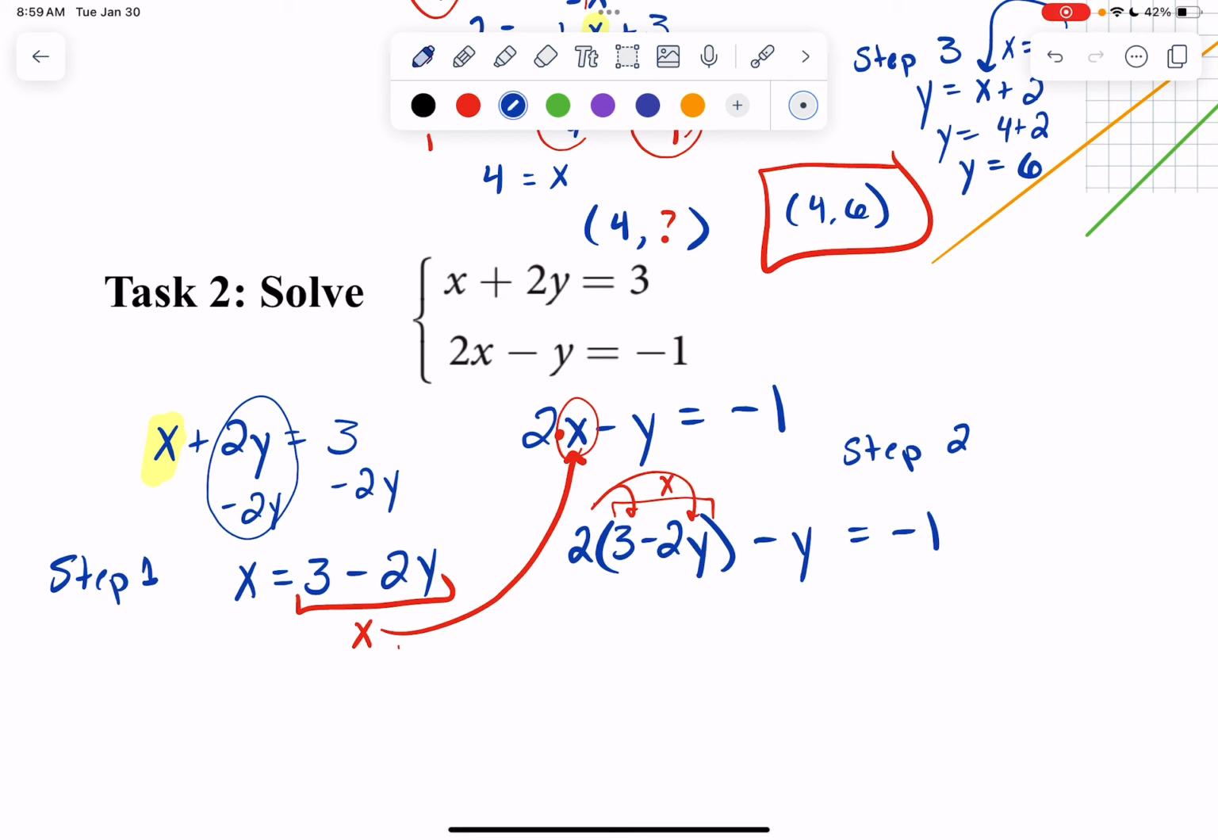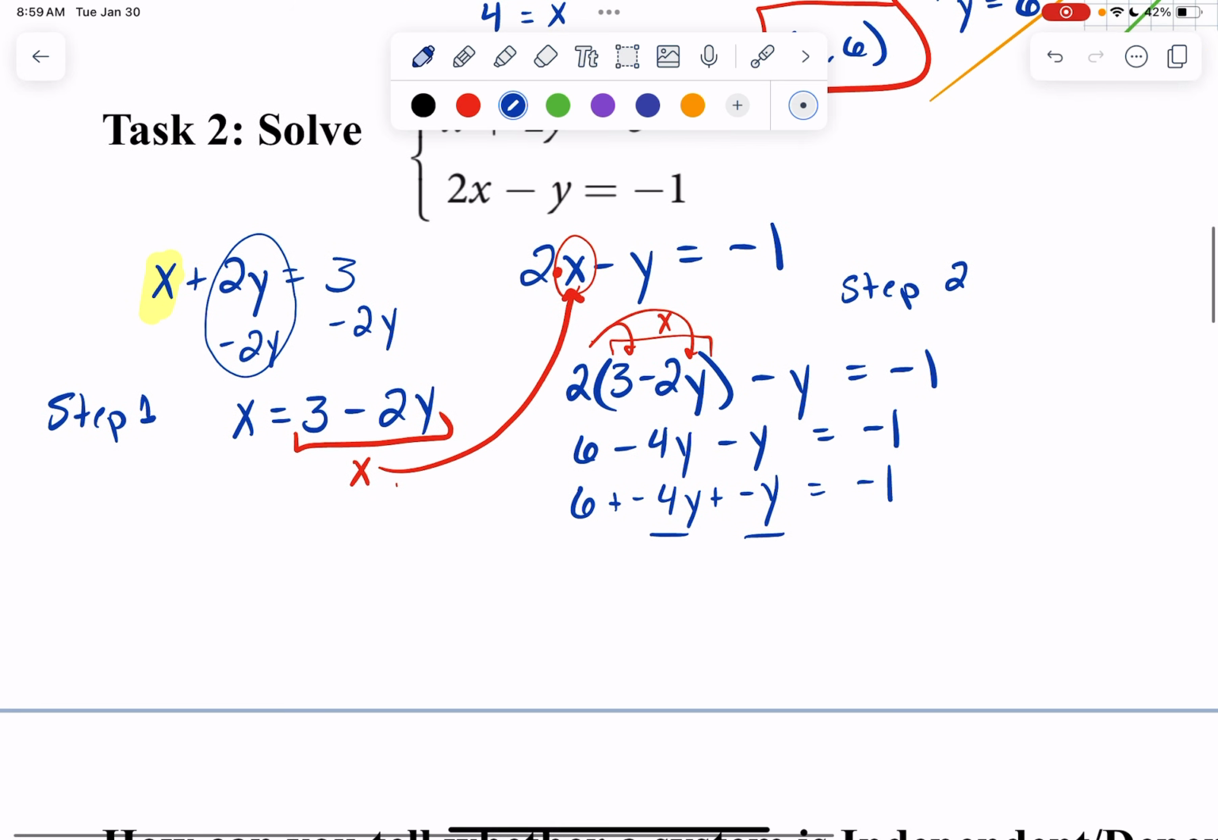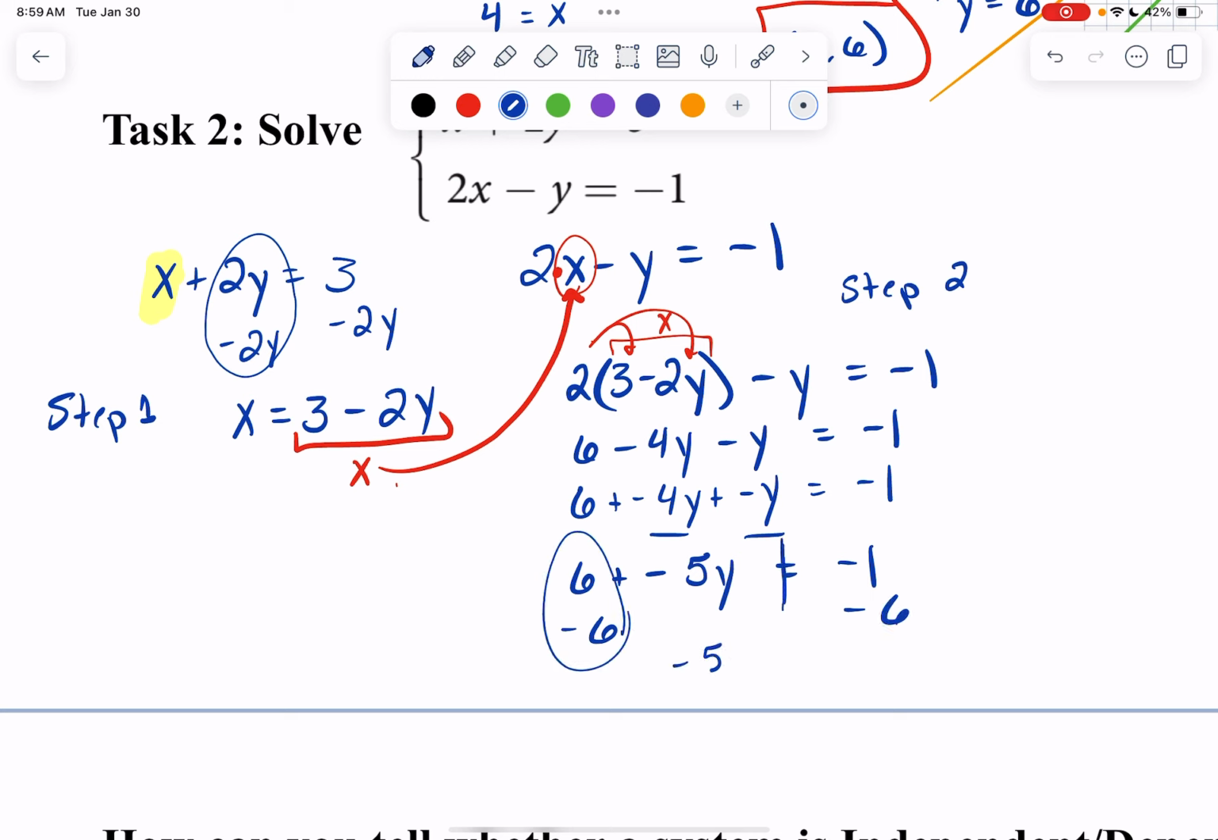So 2 times 3 is 6. 2 times negative 2y is negative 4y, minus y. Now I'm going to rewrite these as plus negative 4y plus negative y, just so I can see my negatives. So I have 6 plus negative 5y equals negative 1. I now need to solve that for y. So I'm going to subtract the 6 from both sides, keeping track of where my equal sign is. 0, negative 5y. Negative 1 minus 6, negative 7.